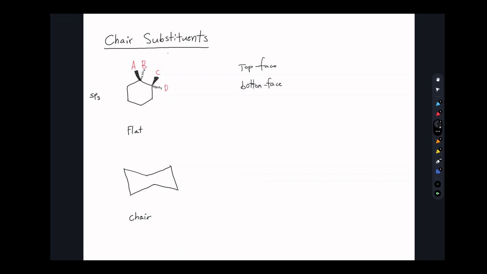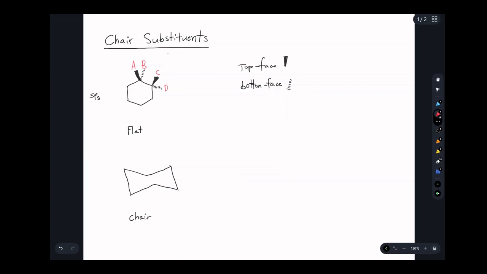So in this case, things on the top face, we always have this perspective that we're looking from the top of the ring. So if we imagine the ring as flat, we'd be looking from the top face. Things on wedges would be coming out towards us, and things on dashes would be going away from us into the page. With that in mind, wedges represent the top face, and dashes represent the bottom face.